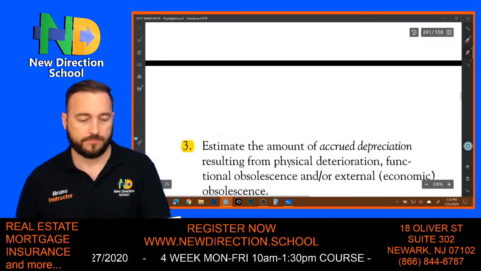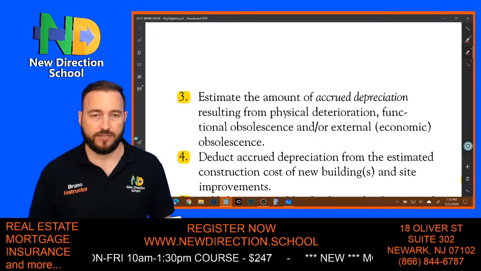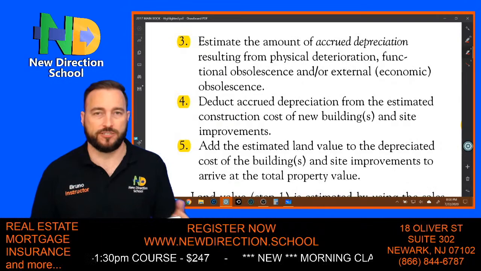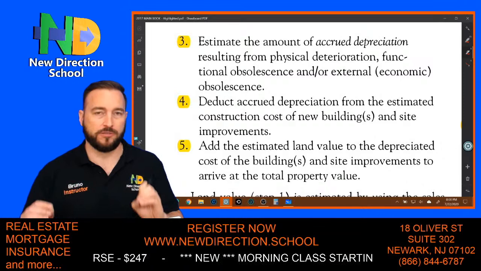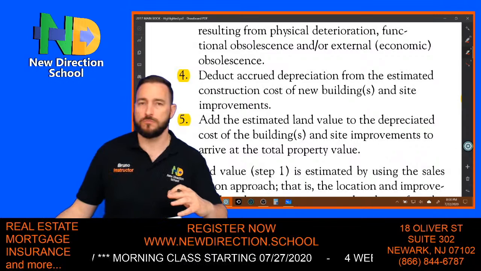Number three, and we're going to talk about depreciation better in a little bit, but we're going to look at depreciation, accrued depreciation, which is loss of value, right? And then we're going to look at appreciation, which is increase of value. I know you might have gotten confused right now. I just talked about calculating loss of value and then calculating increase in value. I'll explain it all better in a second. Okay? And then we're going to add the land value to the value that we just figured out.